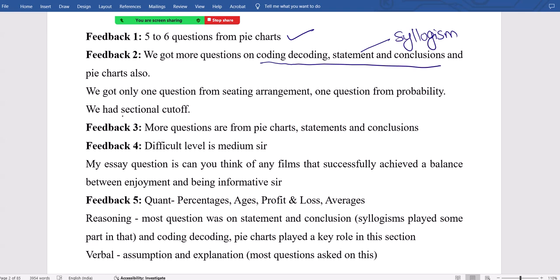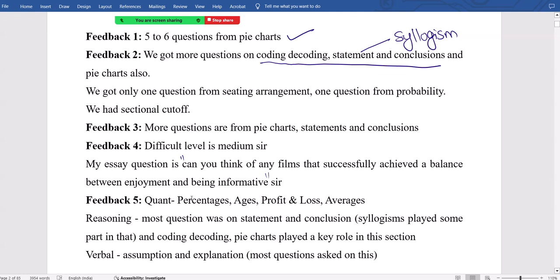Yes, we already got the idea. One question from seating arrangement, one question on probability. We had a sectional cutoff. Everybody has a sectional cutoff. Again, pie charts are important in quant and reasoning. And here essay writing: can you think of any films that successfully achieved a balance between enjoyment and being informative? This is their essay writing topic. Next, another student gave feedback in quant. Anyhow, I'll share this document.